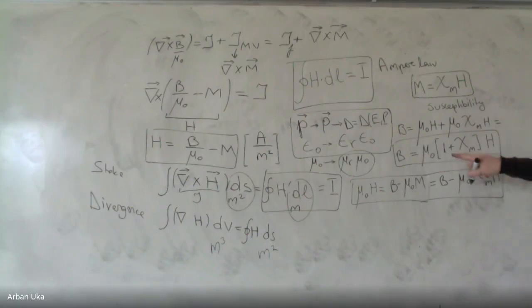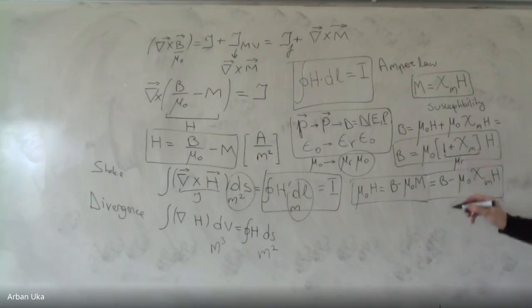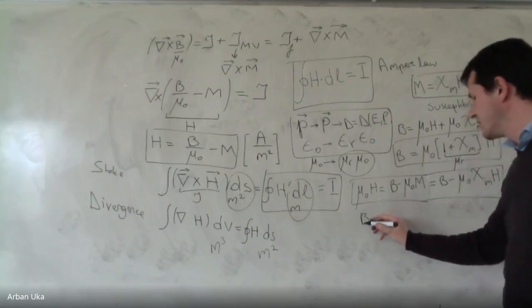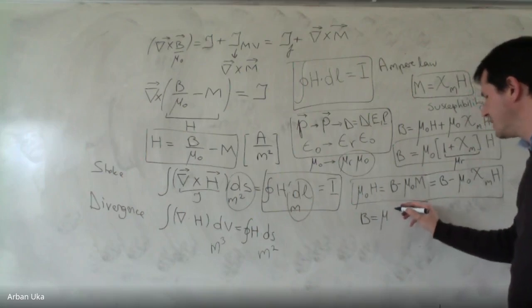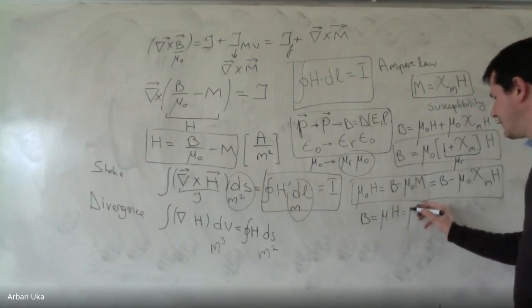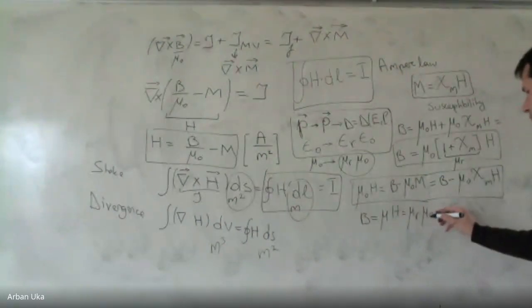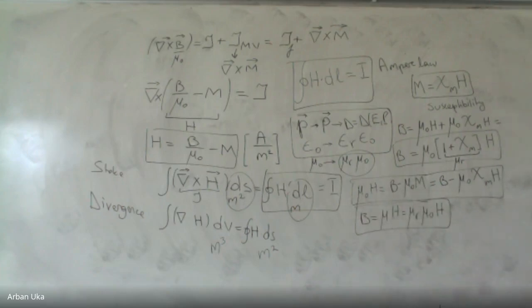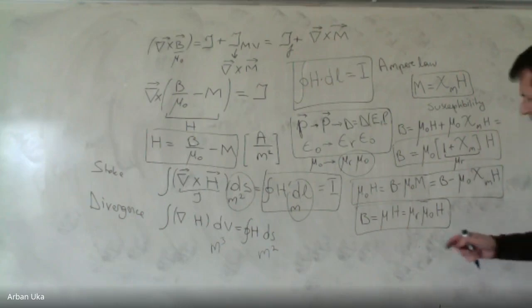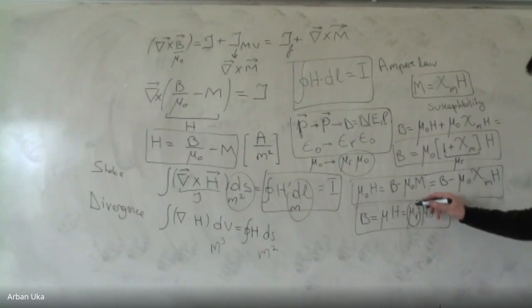So this term here, we call this one the relative permeability. We call this mu R, which finally means that B is equal to mu times H, or mu R times mu 0 times H. Okay, and this mu R does not have any unit, because it is just some ratio. So it is a unitless quantity, it's just a parameter.